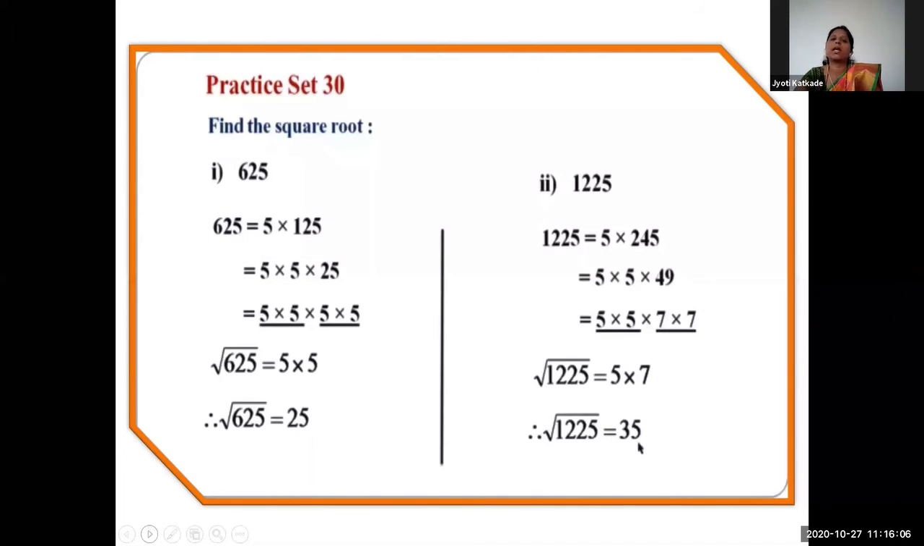From these, take one factor from every pair. The first pair is 5 into 5, take one factor, that is 5. Into the second pair, take one factor, that is 5. Means we get square root of 625 is 5 into 5, that is 5 5s are 25. Means square root of 625 is equal to 25. Okay. Do all of you understand how we can find the square root?